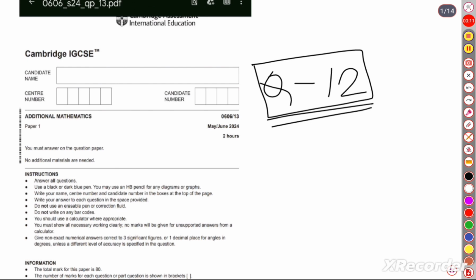Today we are going to solve some trigonometry problems from past papers. The first question belongs to paper 0606/13, May/June 2024, question number 12. You can see over here it's written 0606 S24 question paper 13. So let's move on to question number 12.